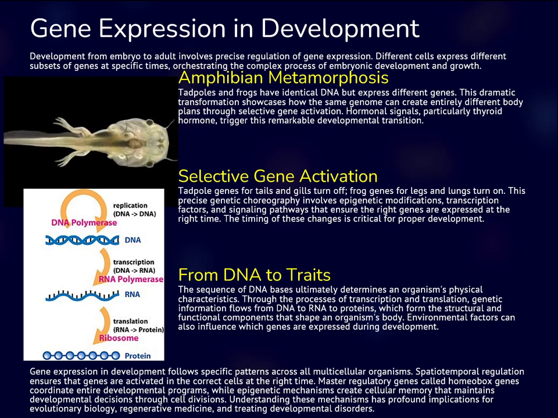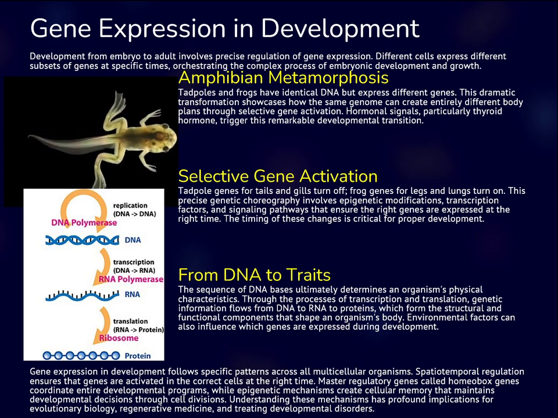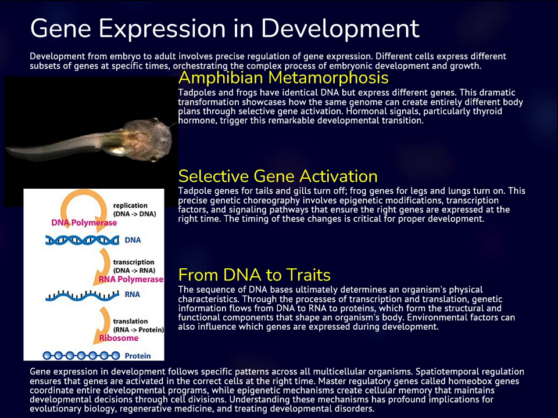In tadpoles, genes for tails and gills are active. Then as it becomes a frog, these genes turn off, and the genes for legs and lungs turn on. This precise control over gene expression is what allows organisms to grow, develop, and adapt.